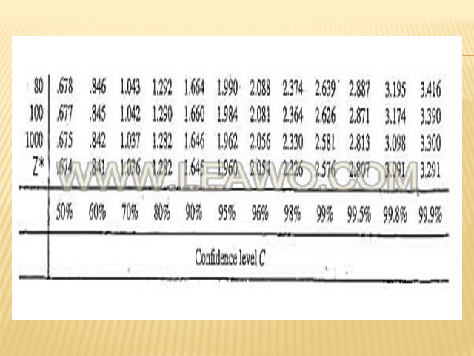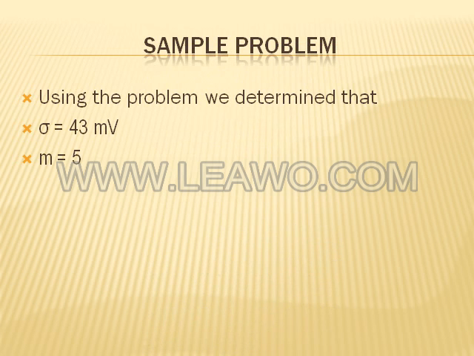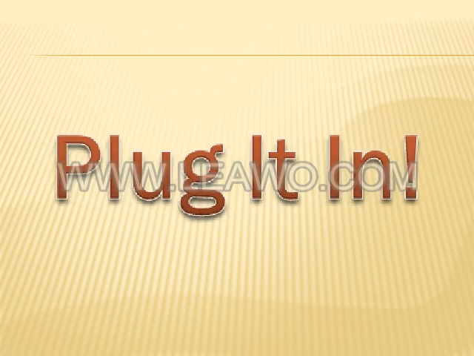Here is the bottom portion of Table C. To find the z star numerical value, find where the z star and the confidence interval intersect. Here it is 1.96. This means that our z star is 1.96. Now you must plug it into the formula.